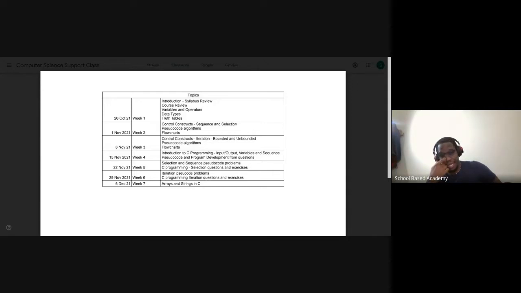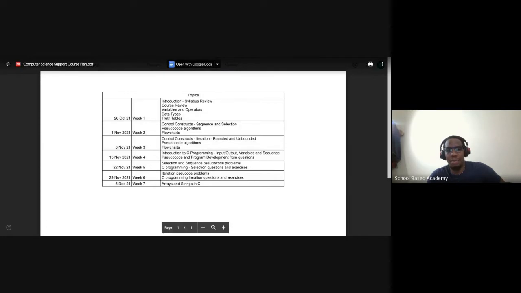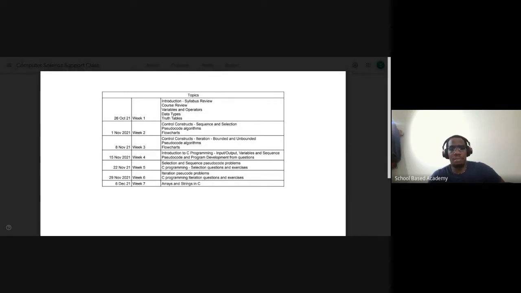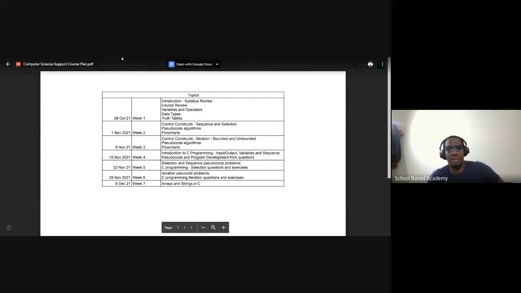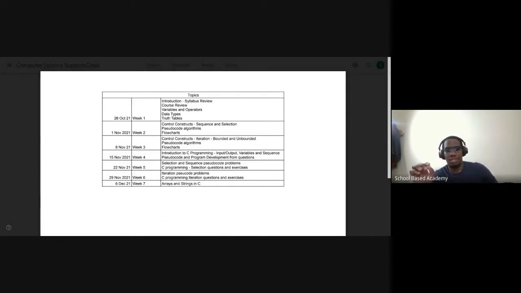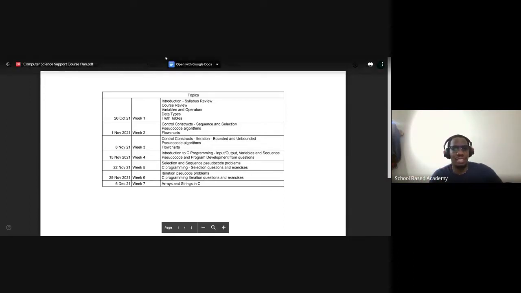Then we're going to take a look into C programming. We may be able to start C programming in week 3, at the end of week 3, right? We're going to have an introduction to C programming. We're going to take a look at some variables, input, output, sequence, pseudocode, program development from some questions that we'll look at, right? So we want to start to develop things in C. Then we want to move to looking at iteration in C, and of course arrays and strings in C.